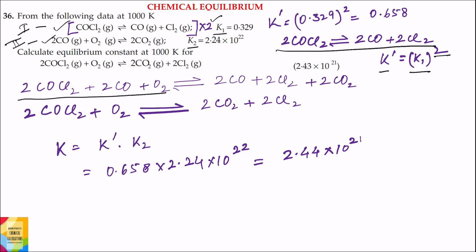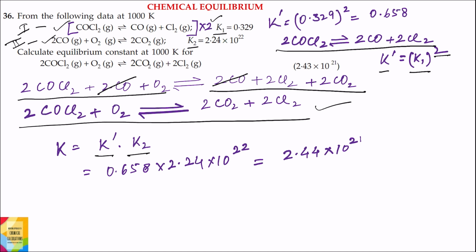Next, this is the equation obtained after adding equation 1 and 2. So 2CO and 2CO get cancelled, and this is the equation obtained on adding equation 1 and 2, for which we need to find the equilibrium constant. Now, another rule is whenever a reaction occurs in several steps, the equilibrium constants for the individual steps are multiplied to get the equilibrium constant for the final equation.